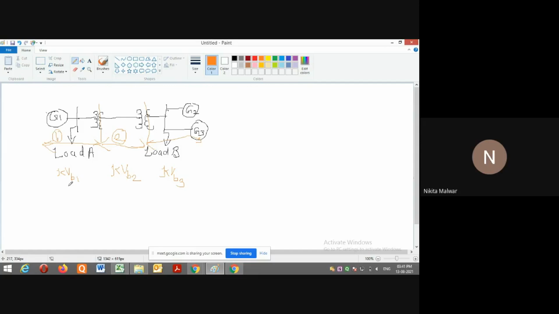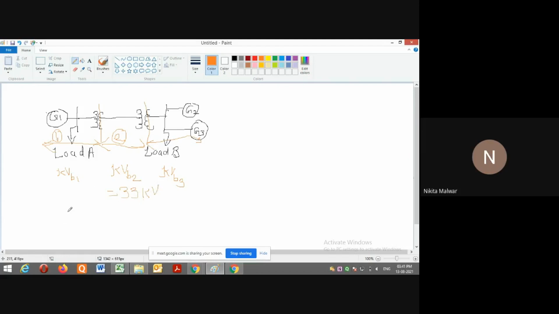So for kV base 2, the value is already given. So tell me, what is the value for kV base 2? 33. Okay, 33. So here kV base 2 is 33 kV. So with the help of this value, we will have to find kV base 1 and kV base 3.